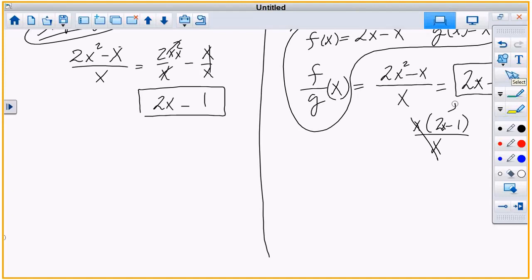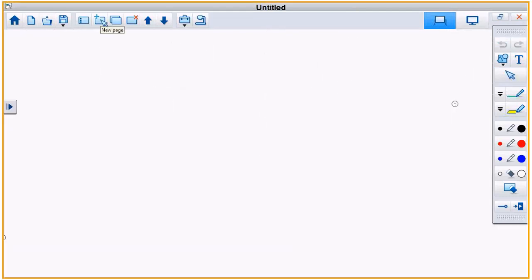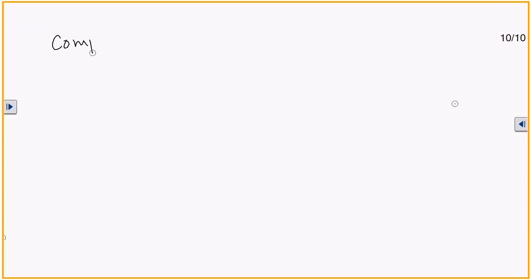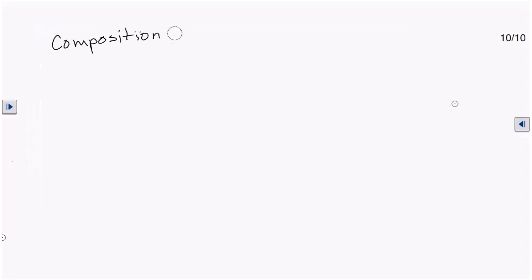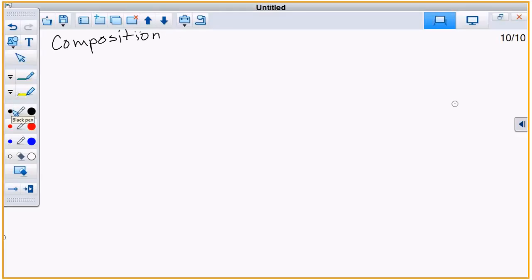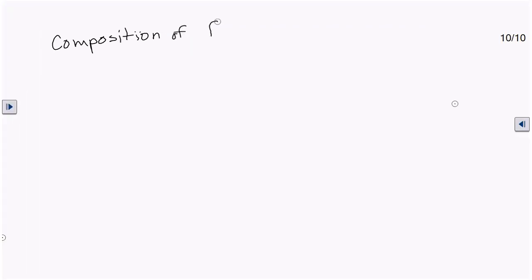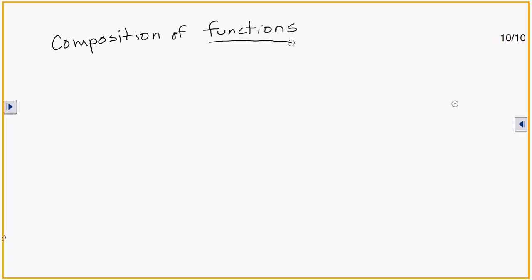But anyway, we're talking about composition. And this is probably something that you don't remember too much of, but composition of functions is a form of substitution. I don't want to say it's basic substitution because it is a little bit different.